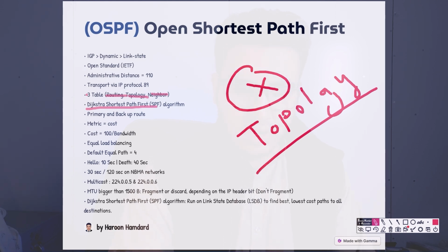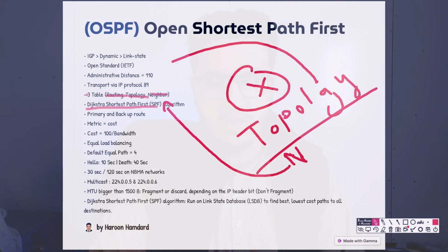After that, it will take the neighbors and put them into the neighbor table. After it takes out the neighbors into the neighbor table, it will then take out the best path and put it in the routing table. So all the primary routes that we have, or the best routes we have, will be in the routing table, and the backup routes will be in the topology table. So that's how it works.